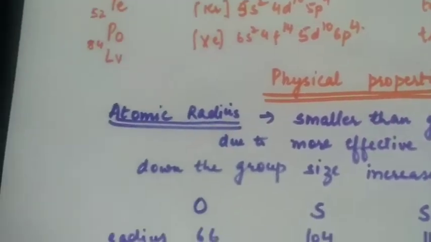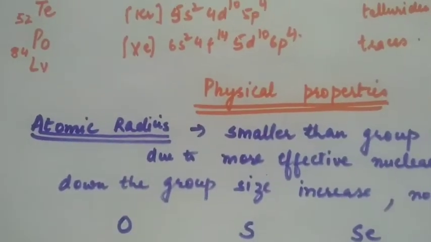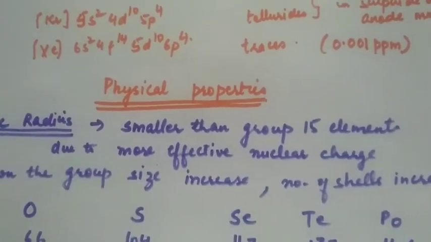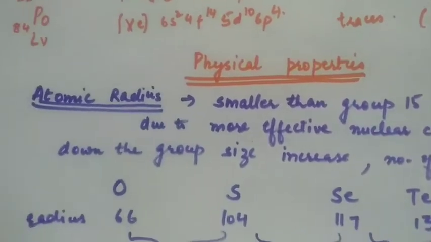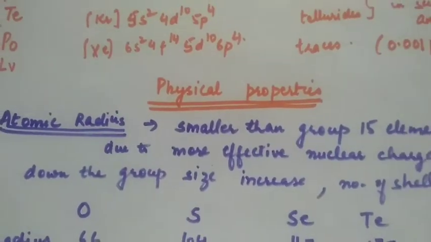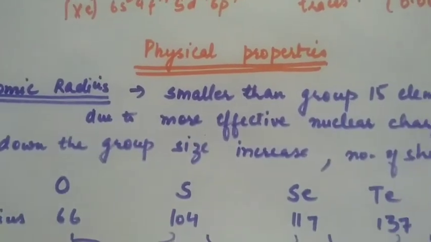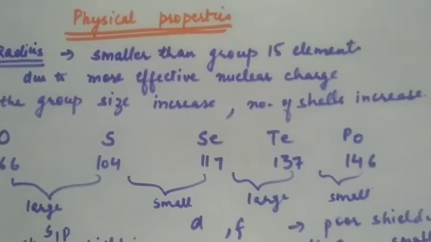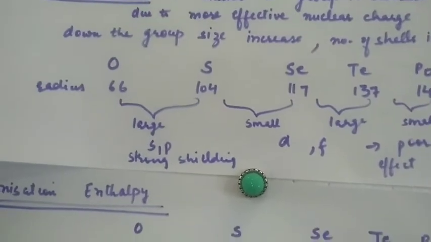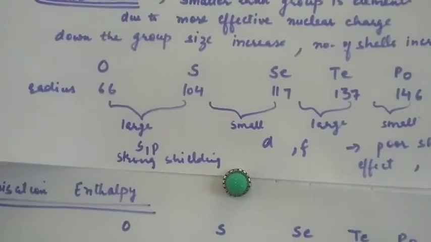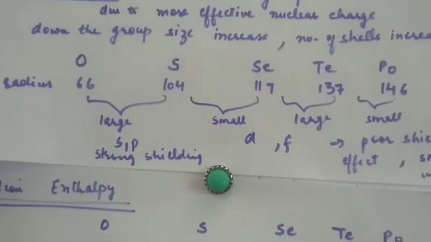Physical properties. The atomic radius of Group 16 elements is smaller than Group 15 elements due to more effective nuclear charge. Down the group, the size increases as the number of shells increases. So you can see the radius increases down the group.